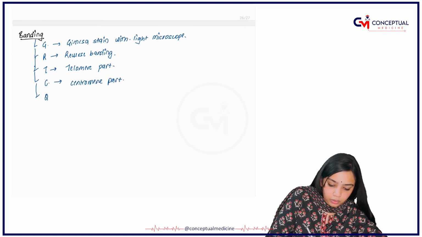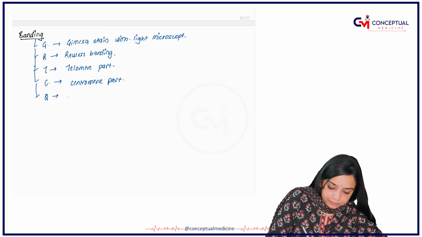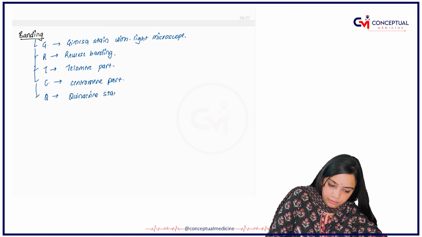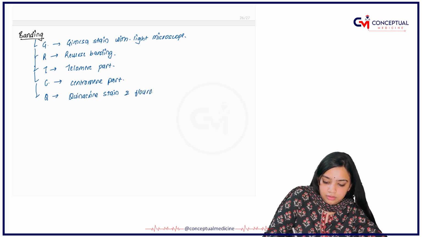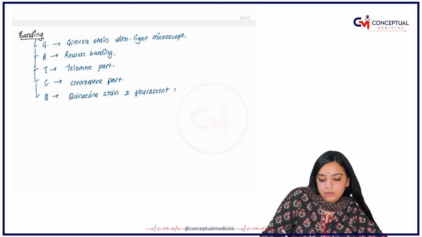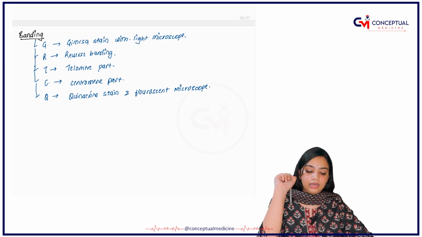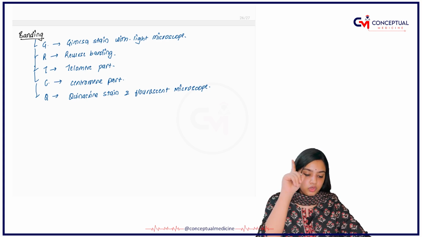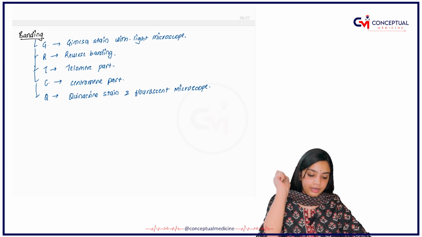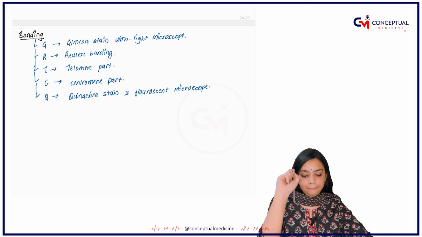Q banding. Q is basically for a special stain called the quinacrine stain with the fluorescent microscope. Okay, so this was all about the banding techniques that we have. We have G banding, R banding, T banding, C banding and Q banding mainly.